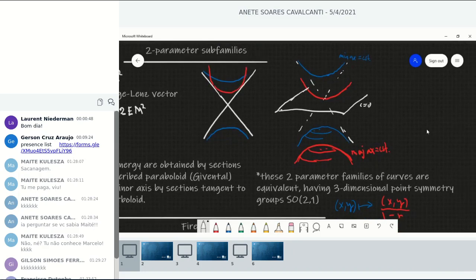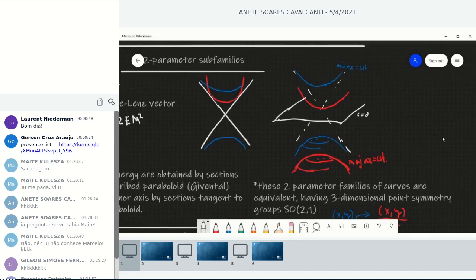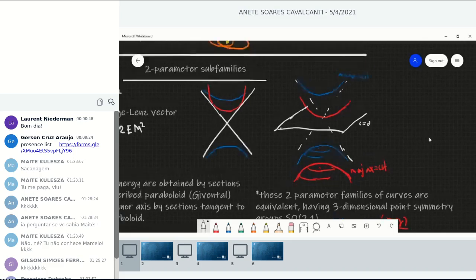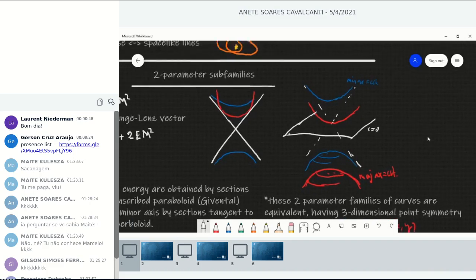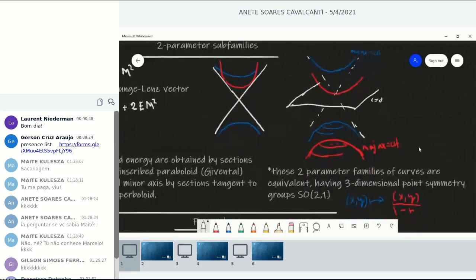It has an 8-dimensional symmetry group, the projective group. And the next possible symmetry group is exactly this SO(2,1). So there's a gap. It goes from 8 to 3. Just like with Riemannian surfaces, it goes from 3 to 1. You have geodesics on the sphere, and then the next most symmetric is geodesics on a surface of revolution.